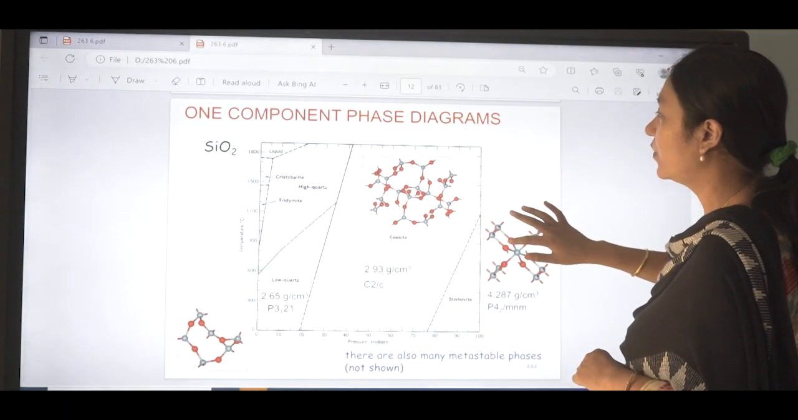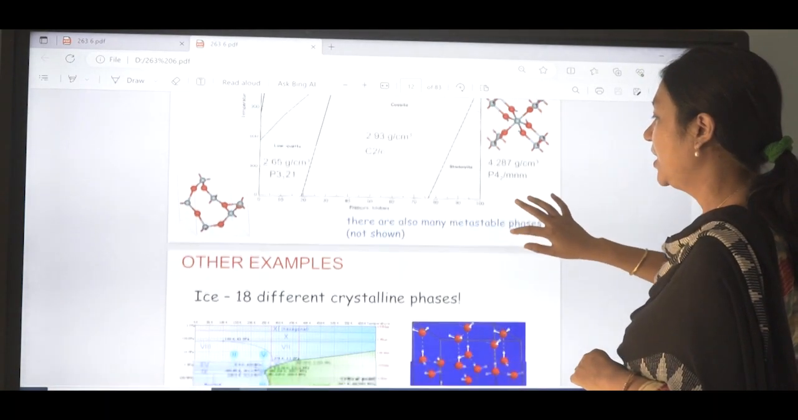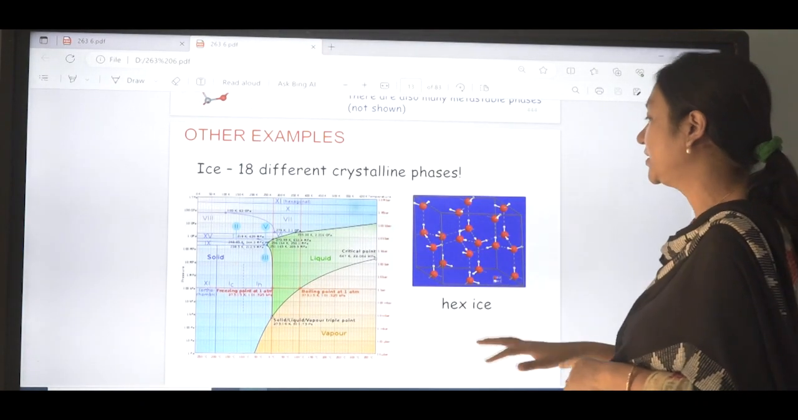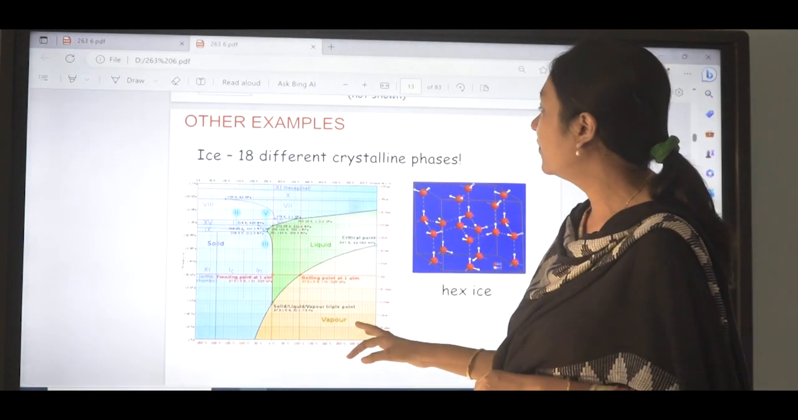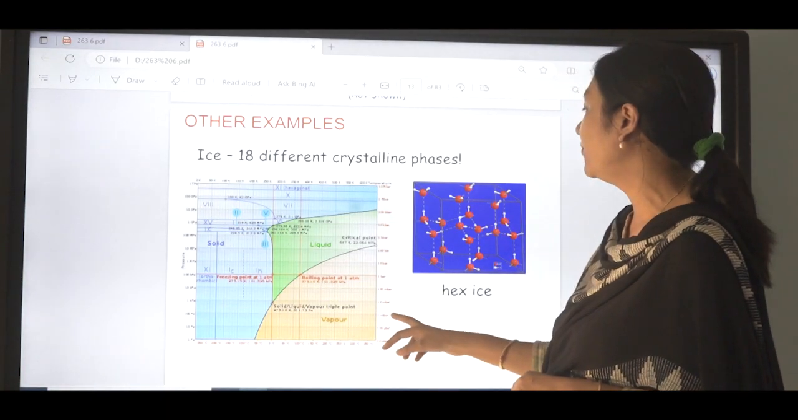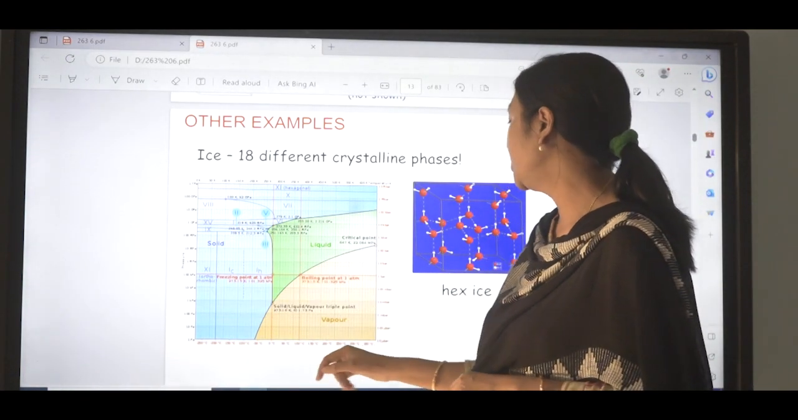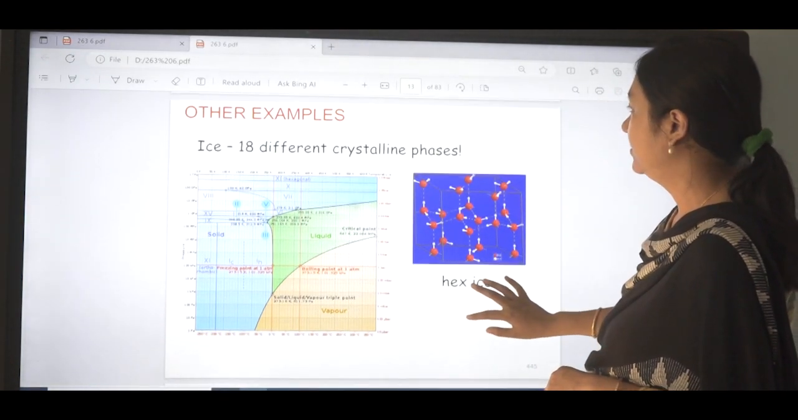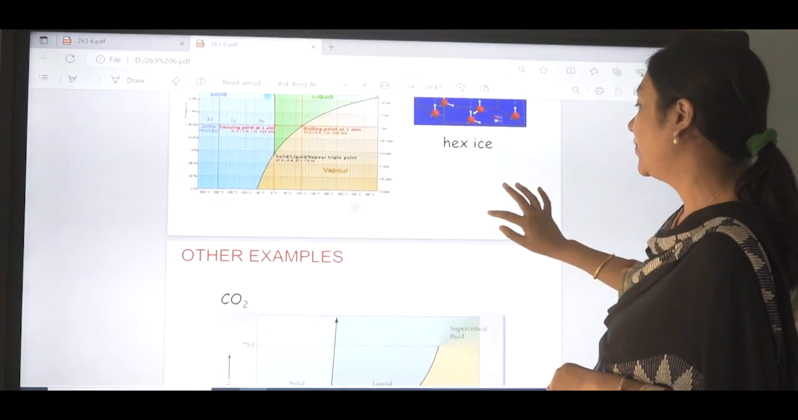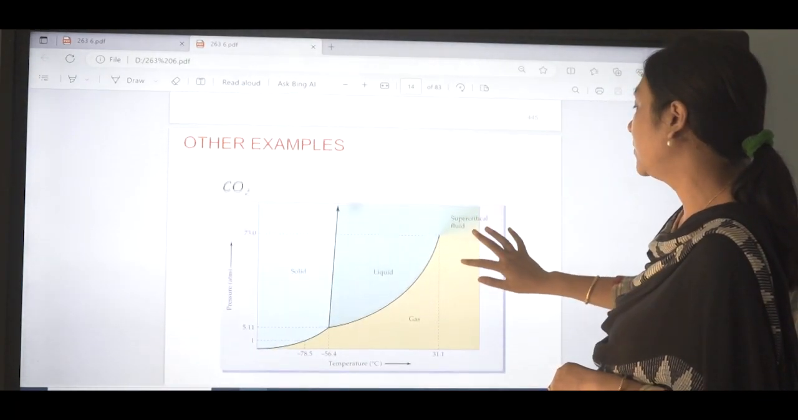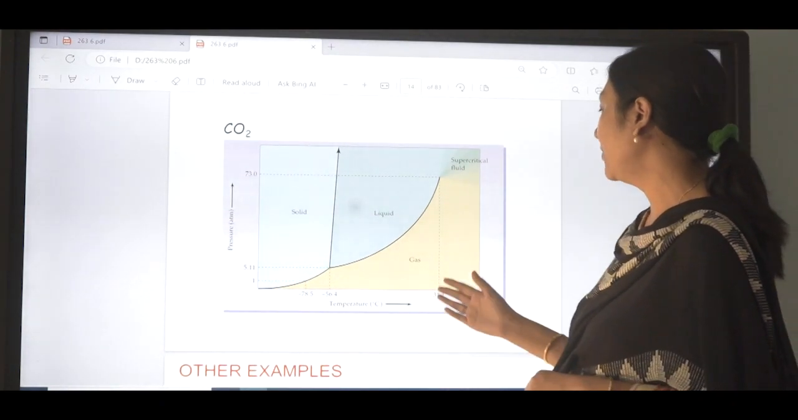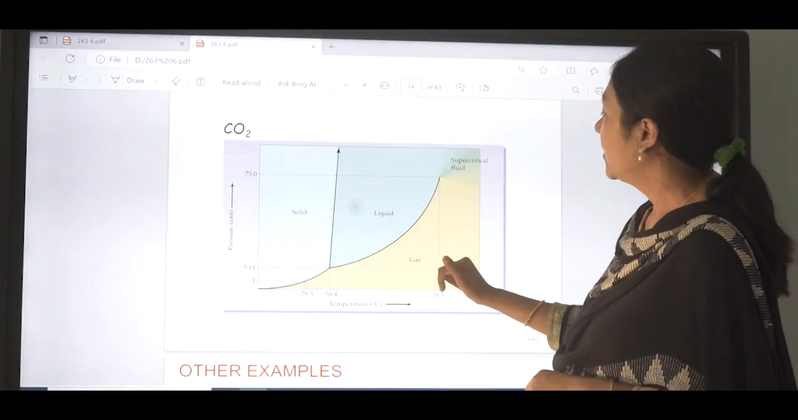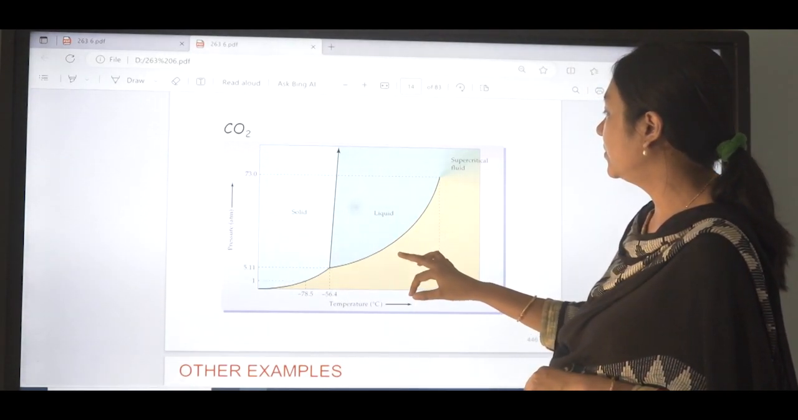It is the phase diagram for silicon dioxide. There are 18 different crystalline phases of ice. This is the phase diagram for the 18 different crystalline phases of ice. Pressure, temperature curve. This is the structure of the ice. Other example, carbon. In case of carbon also we can see carbon can exist in solid form, liquid form and gaseous form. So there can be different phases.